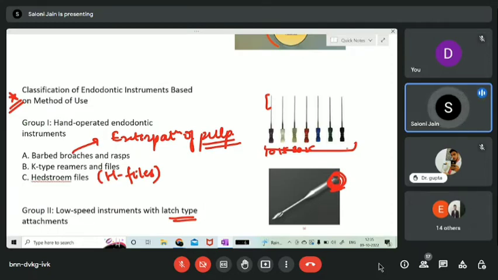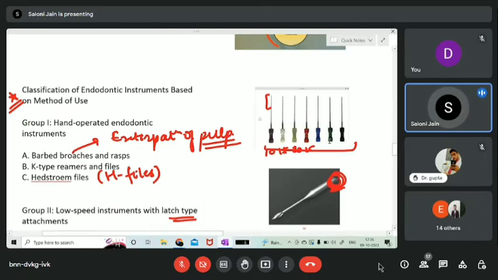So basically, what you do is you irrigate the canal with sodium hypochlorite solution and introduce the barb brooch till the working length which you have determined, or you introduce it unforcefully till you get a contact with the root canal walls. You engage it there, and then you rotate it 360 degrees to engage the pulp tissue, and you withdraw it. So this is the basic mechanism. You irrigate the canal with 5.2% sodium hypochlorite solution, put the barb brooch until you get a binding with the canal, twist it 360 degrees, engage the pulp, and then remove it. This is the basic function of a barb brooch.